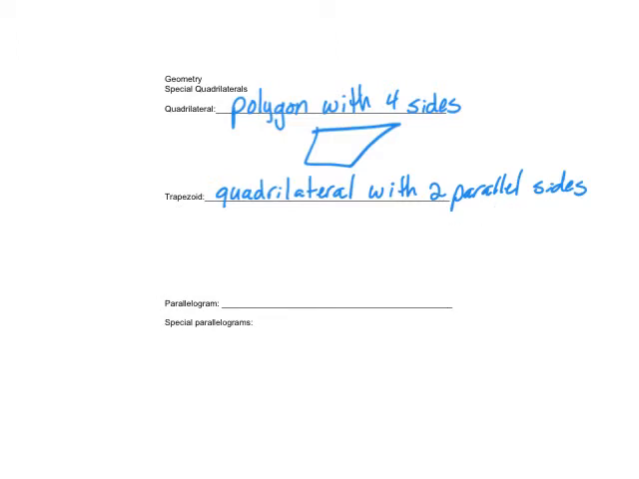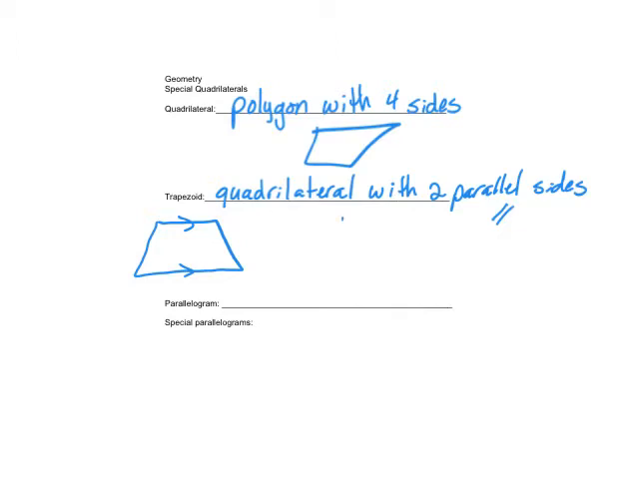Now from here on out I'm going to use the abbreviation for parallel, which is just two lines kind of at an angle. So if I were to draw a trapezoid and mark it up, I would just need the symbol there for parallel. So I have one pair, so two parallel sides, one pair of parallel sides.